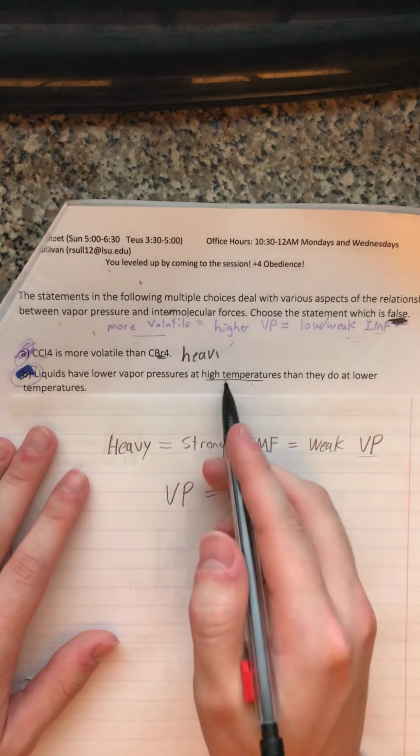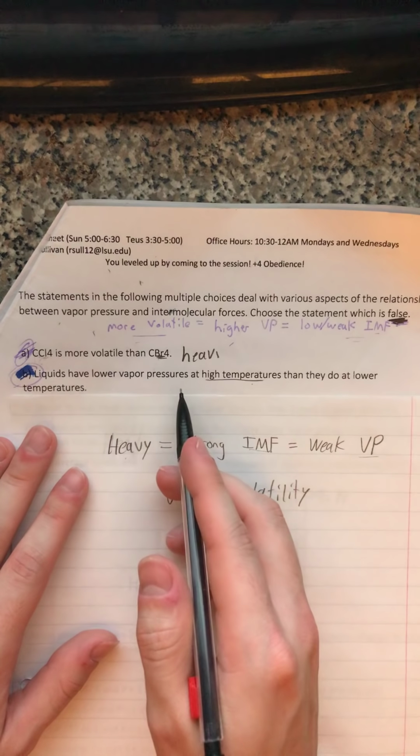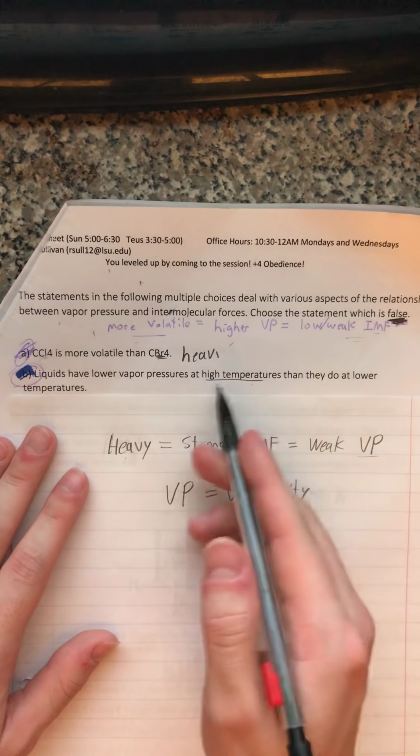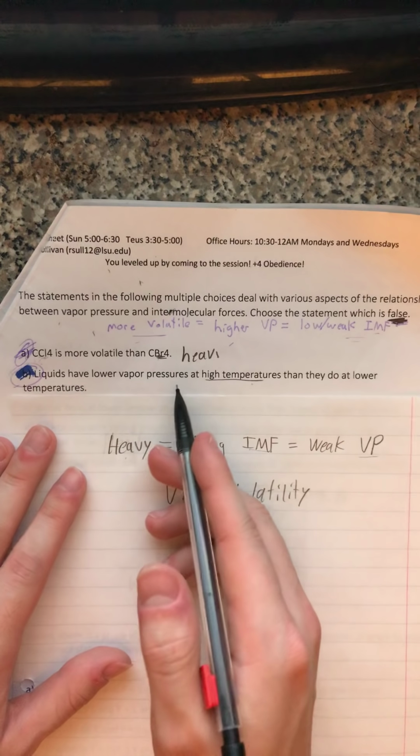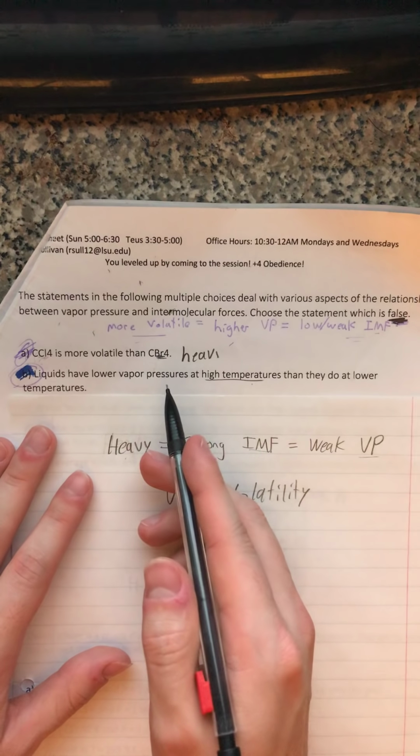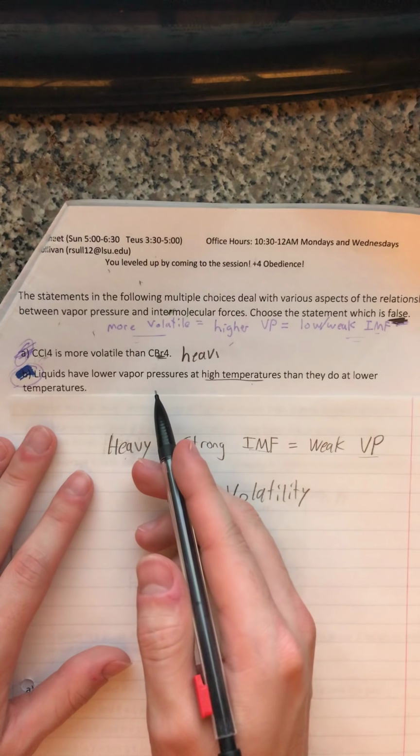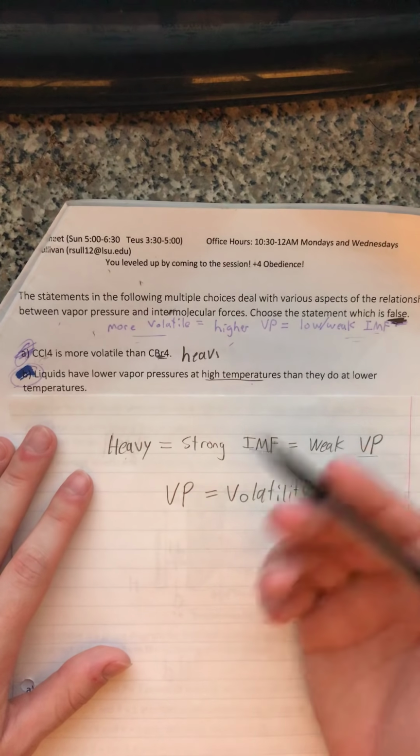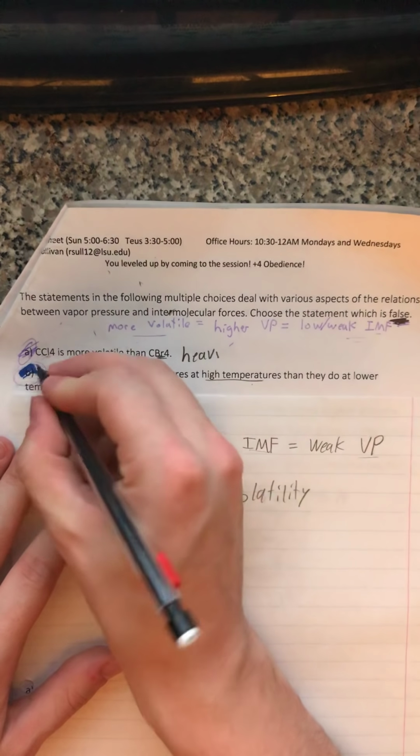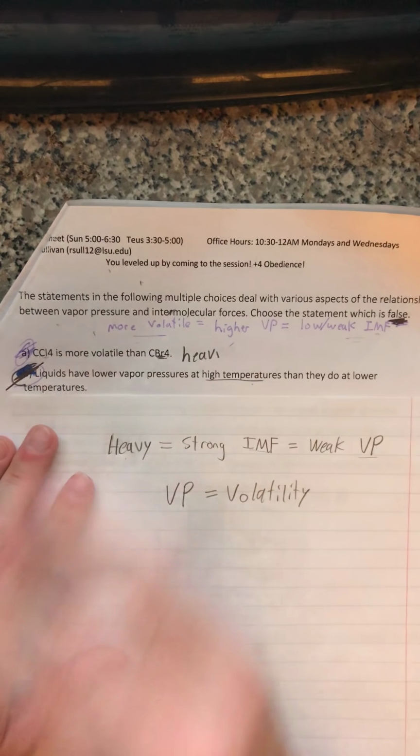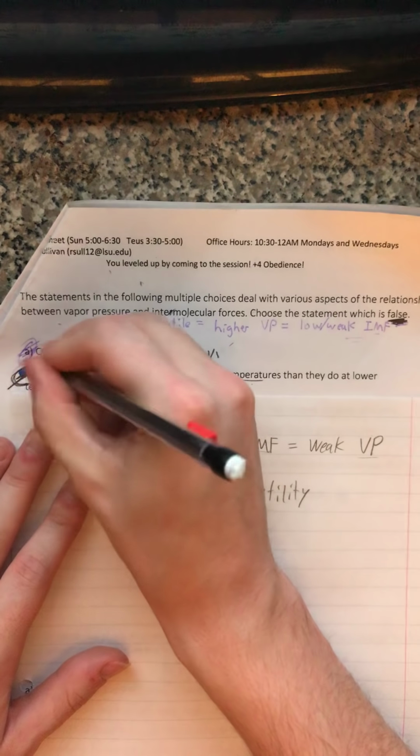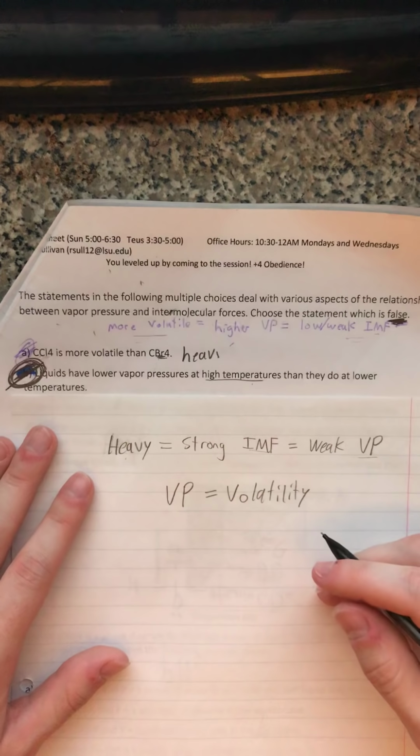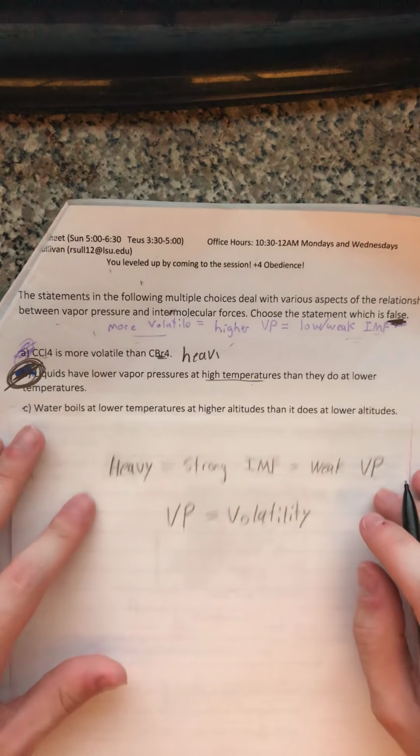So they're saying that heating things up doesn't make them more likely to boil or turn into a gas or whatever. So clearly you know that that's not true. If you heat something up, it turns into a gas. So that has to be our answer, because that is clearly false.